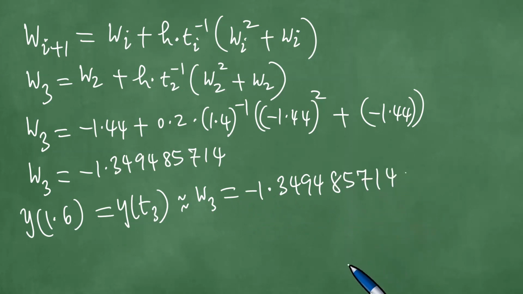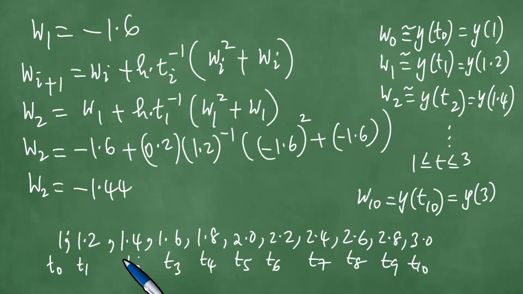349485714. This is exactly what you have. This is like the W3 that we got, and then we need to get so many of them. Obviously we're just trying to learn the method here. So we get all of them and then we get T10.